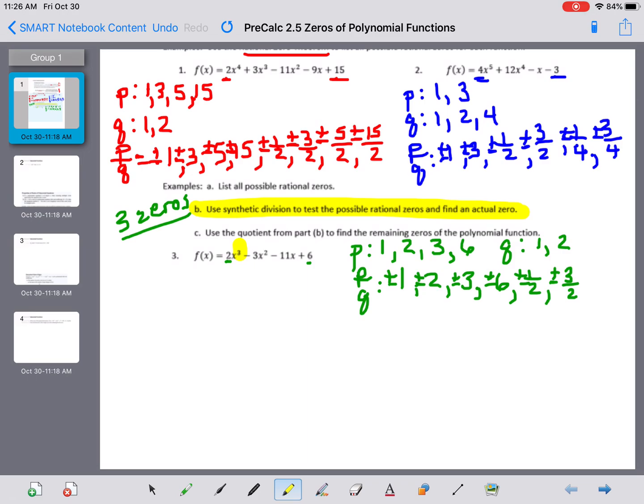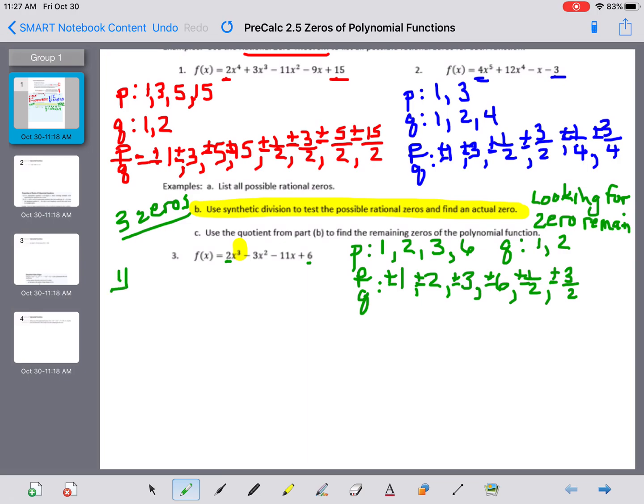Now, how do I know if one of these works? Well, if I use synthetic division, I am looking for a remainder of 0, right? So don't forget, to test the possibles, we're looking for 0 remainder, okay? If you find 0 remainder, then you know you have a possible root, okay? All right, so let's just start. Let's put 1 in there.